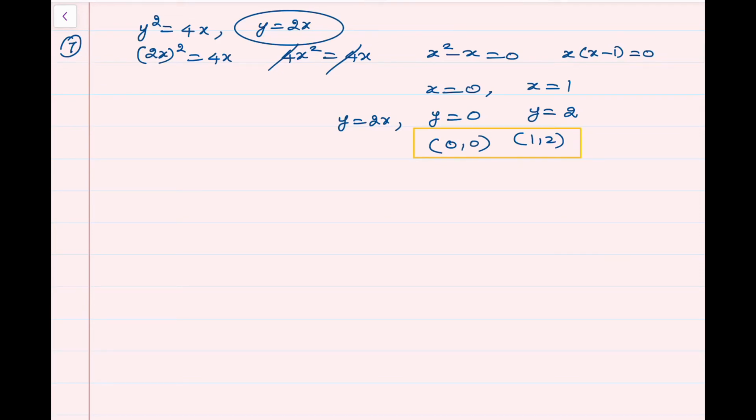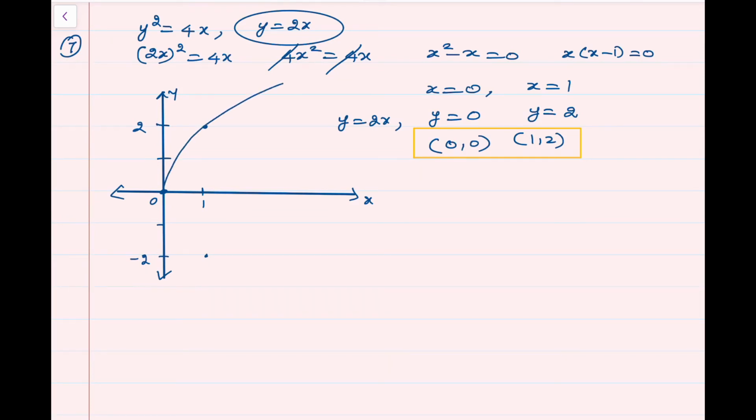Now, let us draw the figure. The parabola passes through 0, 0 and 1, 2. Symmetrically, we can take 1, minus 2 also. Let us complete the parabola. This is y square is equal to 4x, and the line y is equal to 2x also passes through these 2 points. Let us join these 2 points to get the straight line. Write the equation of the straight line, which is y is equal to 2x. Now, the area is between these two. Shade the region.